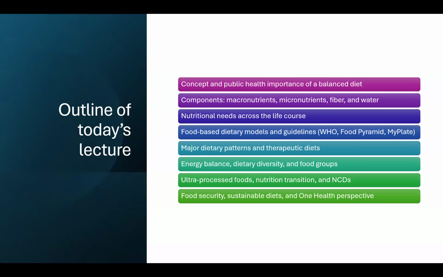So, this is the outline of today's lecture. We will start with the concept and the public health importance of a balanced diet. What are the main components? And then different food based dietary models and guidelines, like from WHO, food pyramid, MyPlate, major dietary patterns and therapeutic diets, energy balance, dietary diversity, and food groups. And then the concept of ultra processed food, nutrition transition, and NCDs, food security, sustainable diet, and One Health perspective. And at the end, we will do related multiple choice questions.